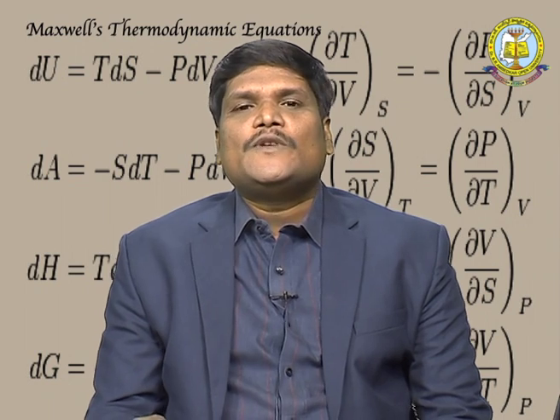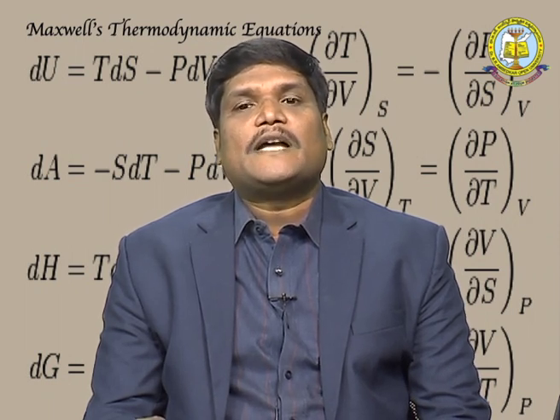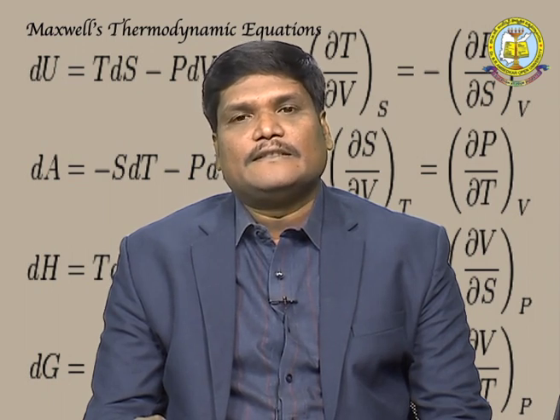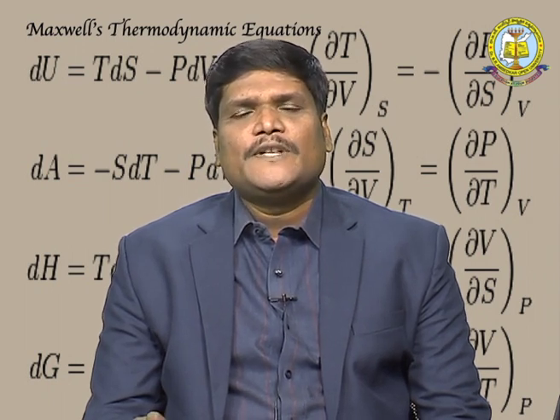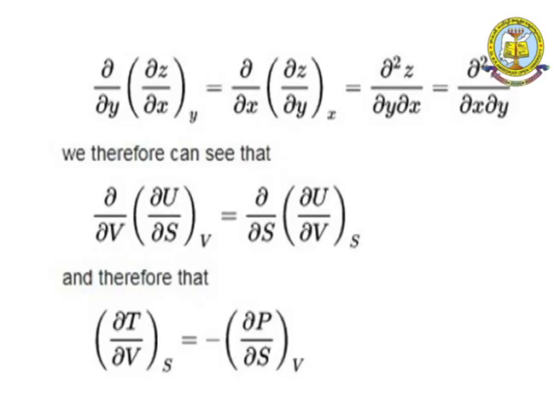Since we know that for functions with continuous second derivatives, the mixed partial derivatives are identical, for second order partial derivatives, ∂/∂y of (∂z/∂x)_y equals ∂/∂x of (∂z/∂y)_x. That is, ∂²z/∂y∂x on the left-hand side equals ∂²z/∂x∂y.